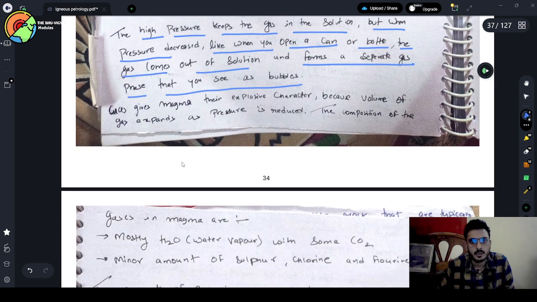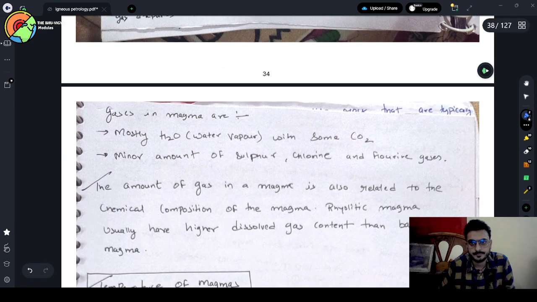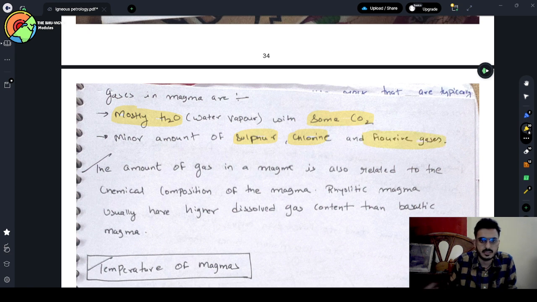Now these gases in the magma give explosive character to the volcano. If more gases are dissolved in the magma, it will become more explosive when coming out of the vent. After that, we will see the composition of gases. It is mostly H2O, and some CO2 is also present. Minor amounts of sulfur, chlorine and fluorine gas are also present.